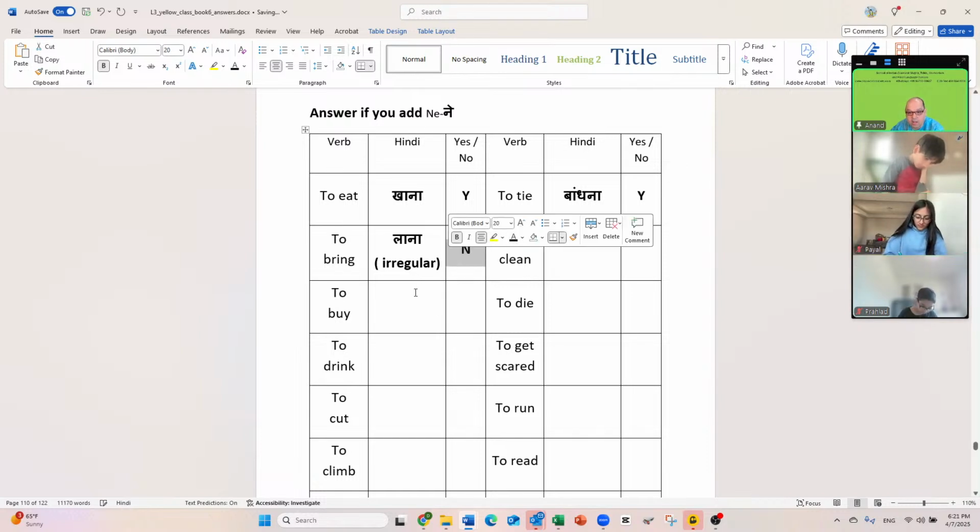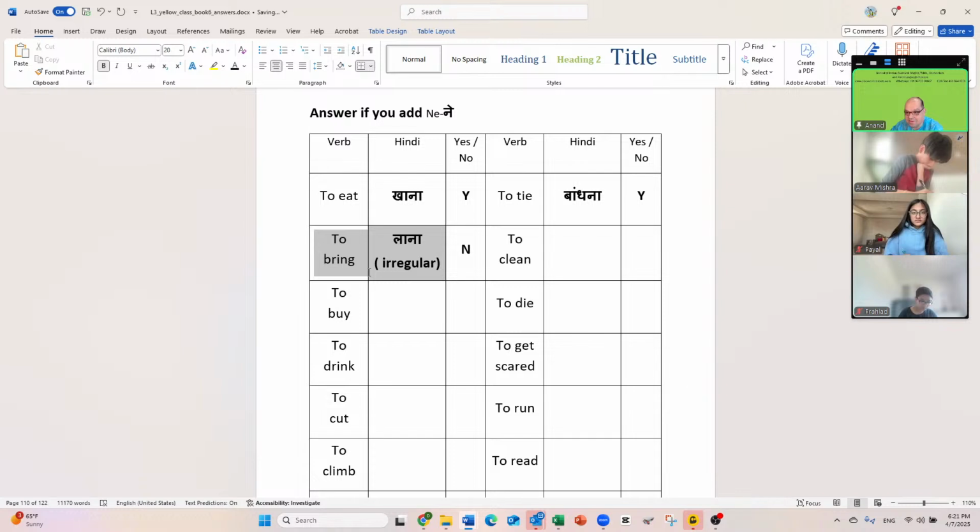Now I have written something here which says irregular. What I mean by this is laana becomes liya. But we'll talk about laana in much more detail later, so don't worry about it. Prahlad, next one, to clean. What is the Hindi word? We just did it in the homework last weekend. Dhona, oh yeah, or saaf karna. Dhona and saaf karna. Now, would you add ne to dhona and saaf karna? Yes.